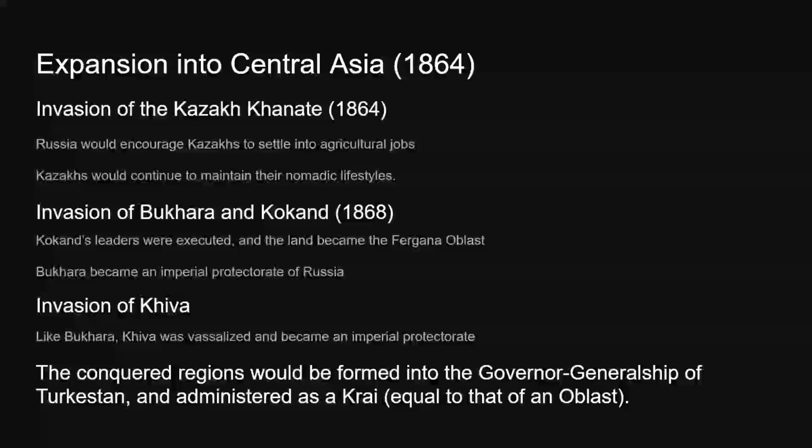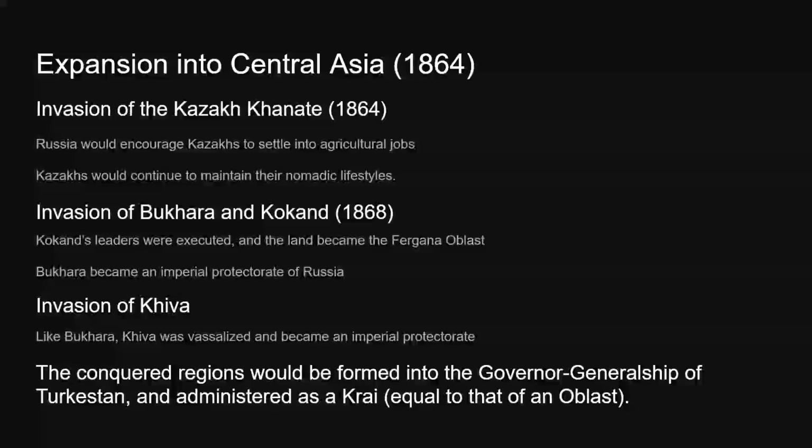Next was the invasion of Bukhara and Kokand. Kokand's leaders would be executed and their land directly integrated into the Russian Empire as the Fergana Oblast. Bukhara would instead be turned into an imperial protectorate, which had some autonomy within the Russian Empire. Khiva would fall to a similar fate, not being annexed but instead becoming a protectorate with some level of autonomy.